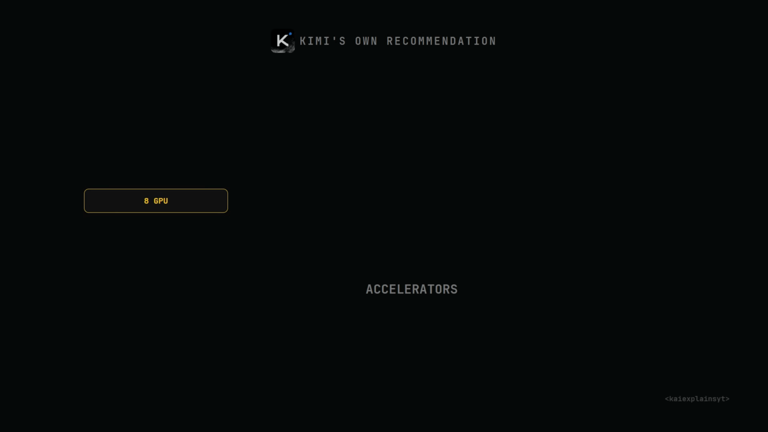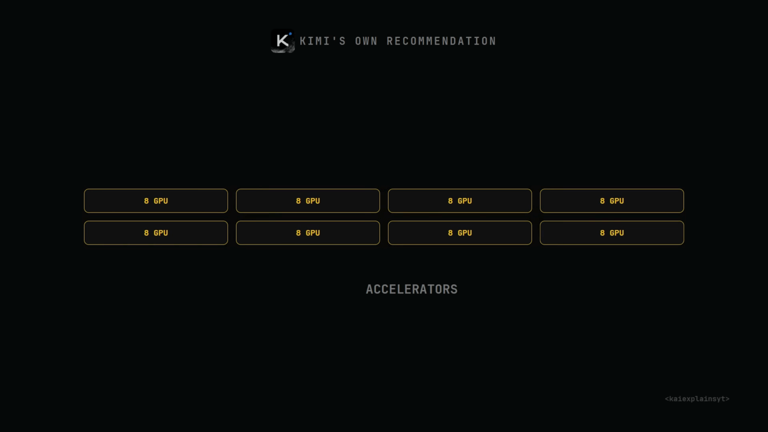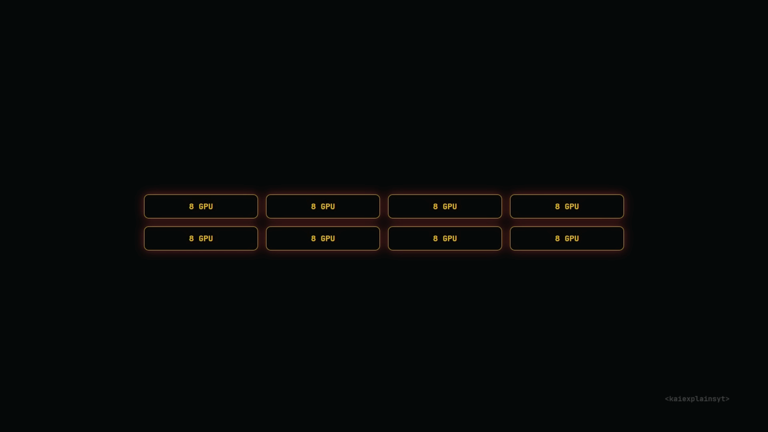For efficient inference, Kimi recommends a super node with 64 or more accelerators. Kimi isn't saying that 64 accelerators are the minimum needed to start the model, but if the company that built K3 recommends 64 for efficient inference, one server is not the full answer. Those are 8 GPU servers. We're talking about at least 8 servers. That isn't a computer under your desk. That's a data center deployment.